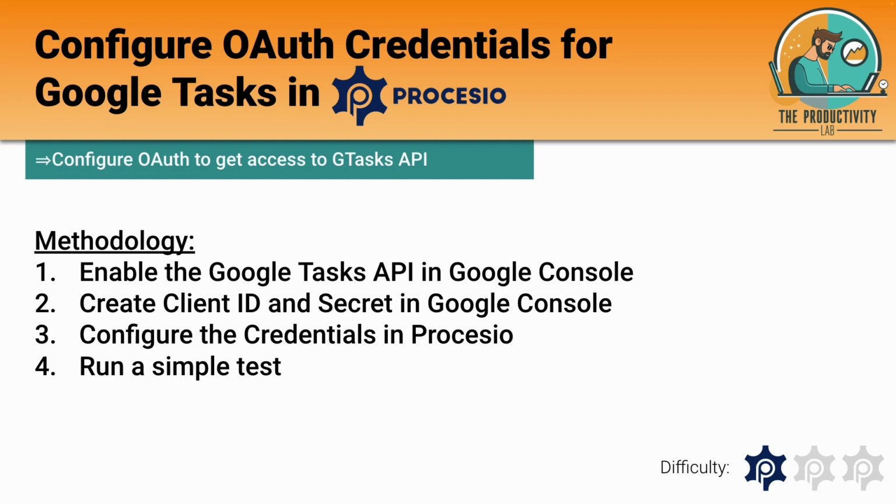We'll start with enabling the Google Task API inside the Google console. We then create a client ID and secret for this API. We will then go to Procesio to finalize the configuration of the credential, and then we will run a simple test.